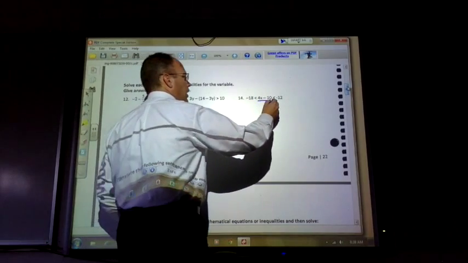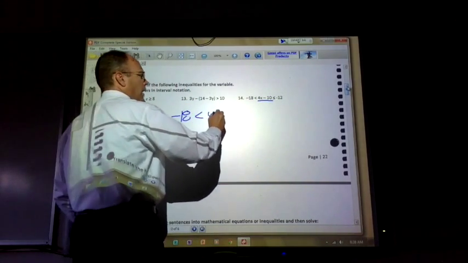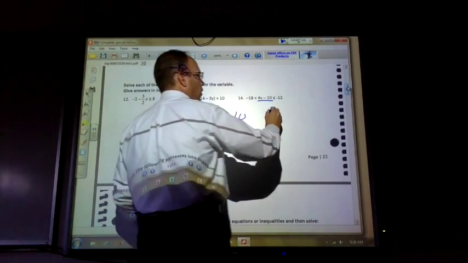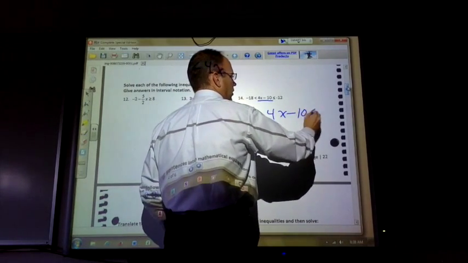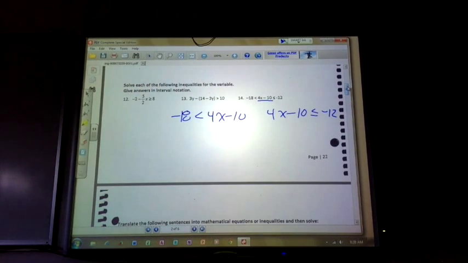So this portion of the problem is going to go with each. So I'm going to get negative 18 is less than 4x minus 10. And then I'm going to get 4x minus 10 is less than or equal to negative 12. So the center portion of this goes with both, and I need to solve both of these.